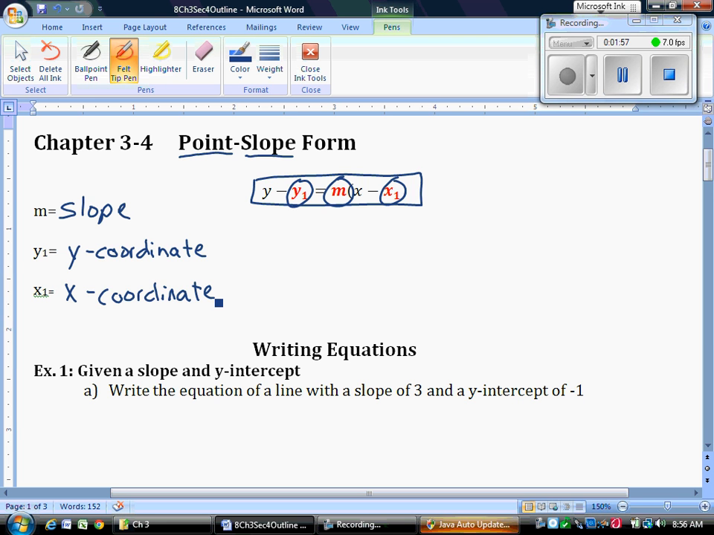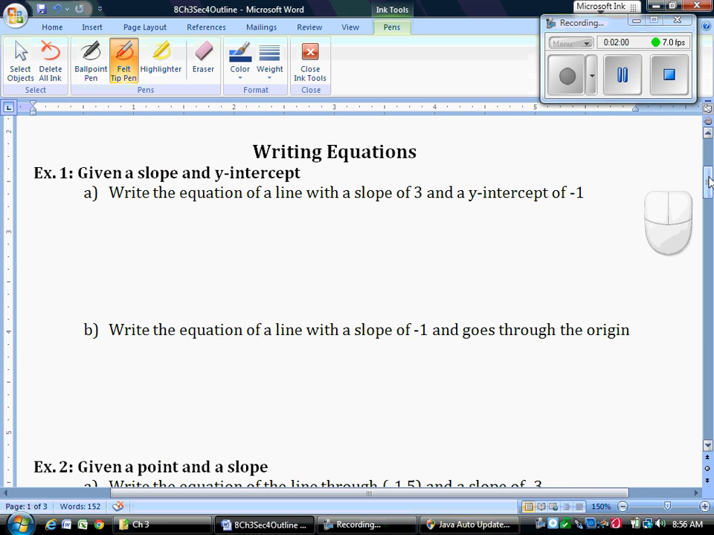So let's do some examples here. We've already done examples like this. You'll see three different things that you can be given. The first type of example is if you're given a slope and a y-intercept. The first thing you always ask yourself when you see a question is, what do I know? I know the slope and I know the y-intercept. If I already have that, I can just go straight to y equals mx plus b. You've done examples like this on the homework when we were looking at slope-intercept form. So for this example, we have y equals 3x minus 1.